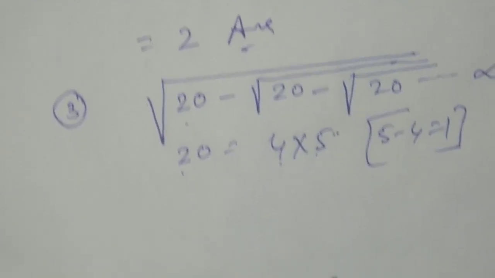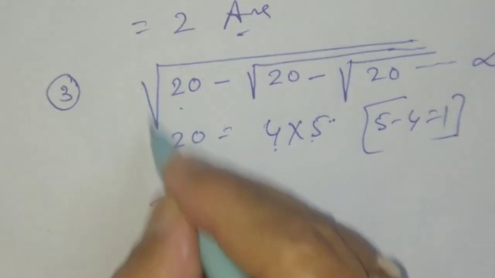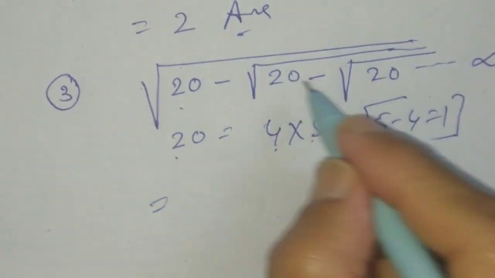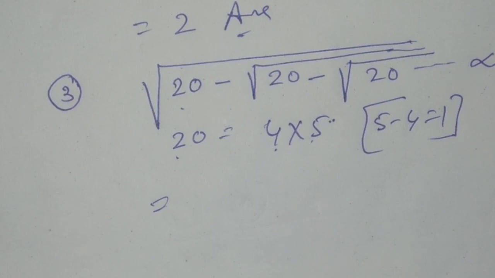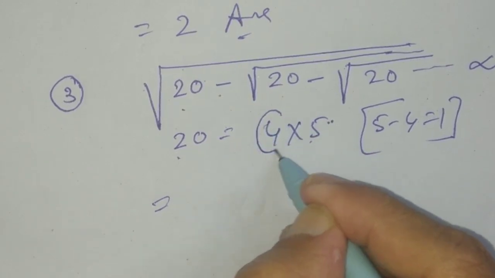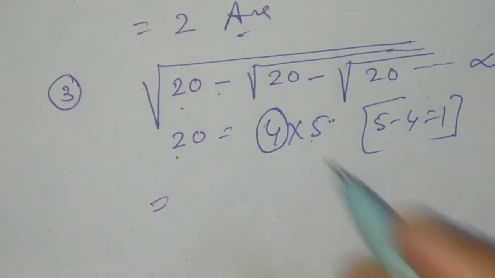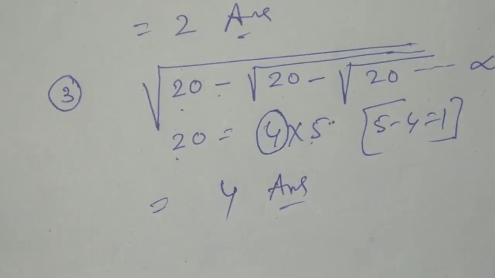So what is the answer of these questions? Root over 20 minus root over 20 minus root over 20 up to infinite. So the answer is, as the minus is here, we will take the smaller factor, 4. This is the answer here.